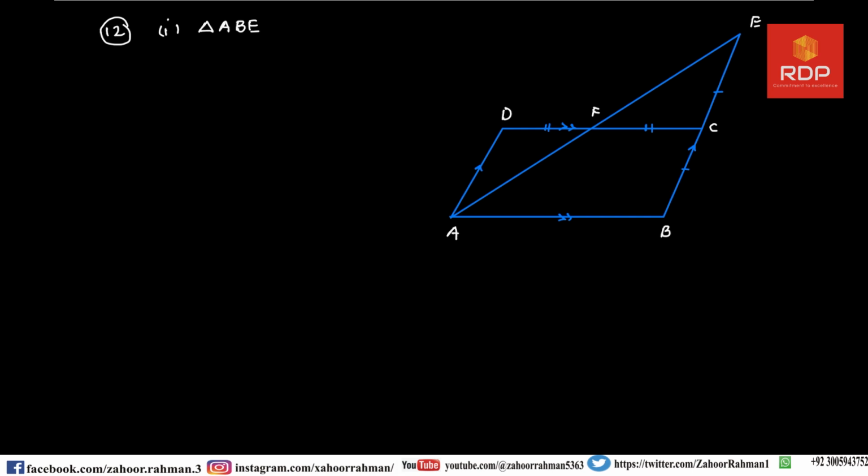And the second line is BCE. One is this line and the second one is this line. These are straight lines that are given to us. If the area of the parallelogram ABCD is equal to 80 centimeters square, then what?